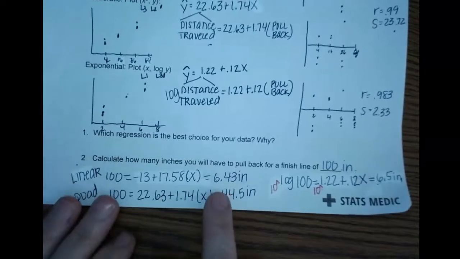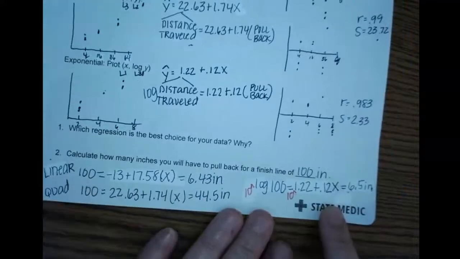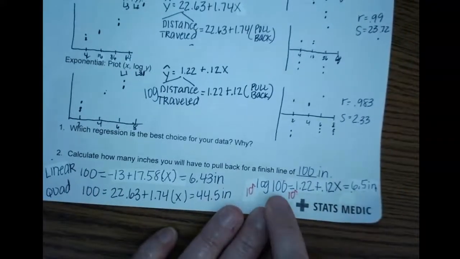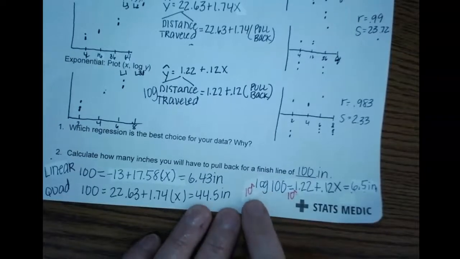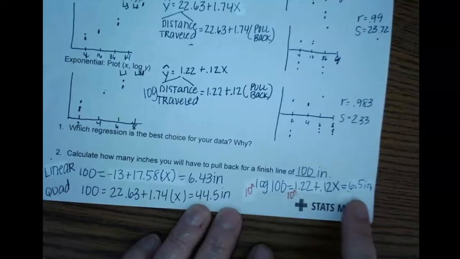And we didn't have to undo anything because we didn't do anything. It was straight up what we started with. Now we had our exponential one over here where it said take the log of y. So remember, because we did something with y, you have to undo it. So you undo that by raising 10 to both sides. And I got 6.5 inch pullback.